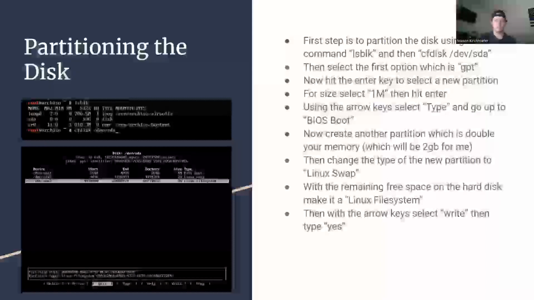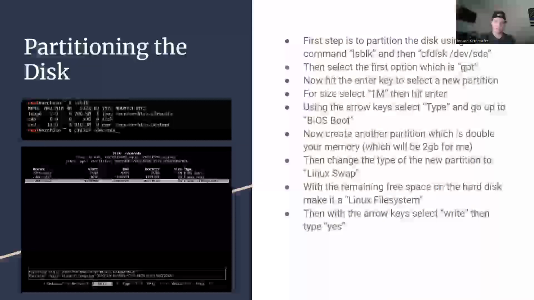You're going to do the same thing, except you're going to make this one about double the size of the memory you gave it. So I did 1 gigabyte of memory, so this will be 2 gigabytes of storage. This will be the Linux swap space. And to change the type, you'll just use the arrow keys, go over to type, and then select Linux swap.